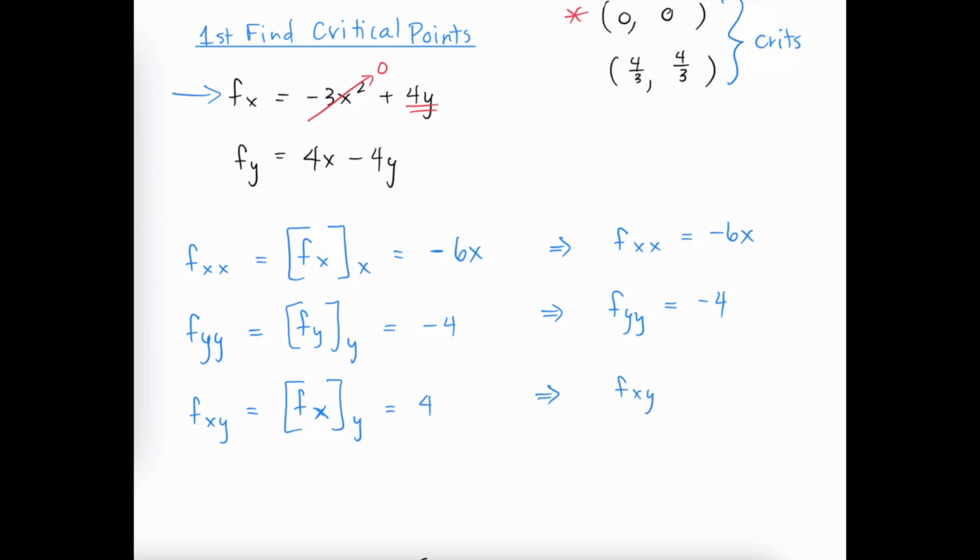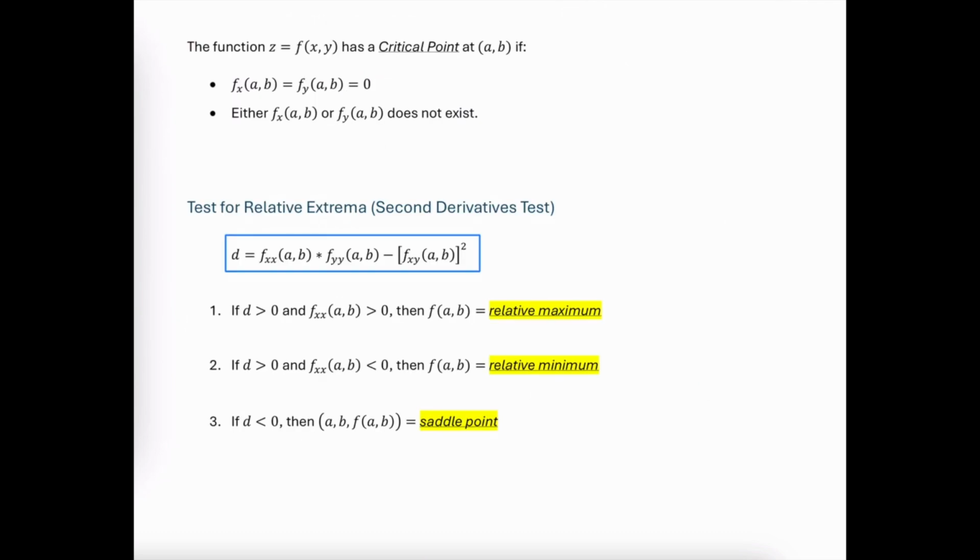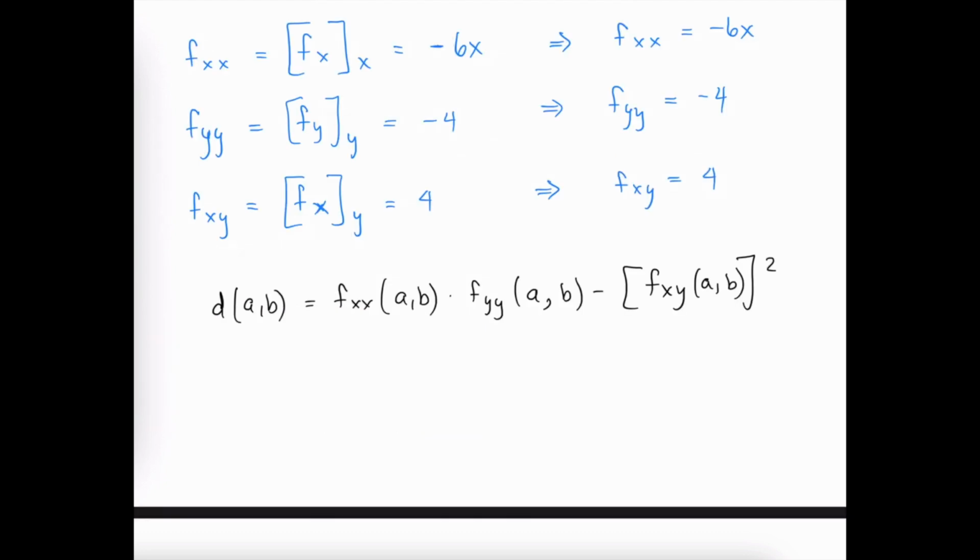We have fxy is now just equal to 4. So now what we'll do is we'll take our critical points that we found, remember (0, 0) and (4/3, 4/3), and we'll take these critical points and calculate the D value for each of them. So just as a reminder, here is our formula for that second derivative test.